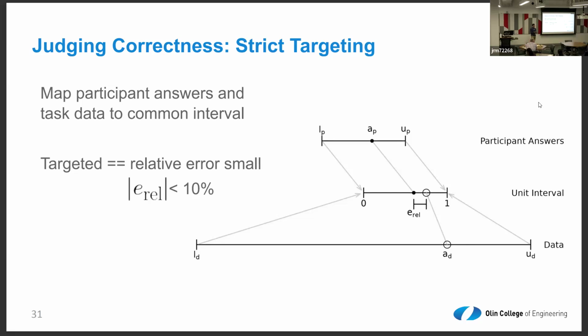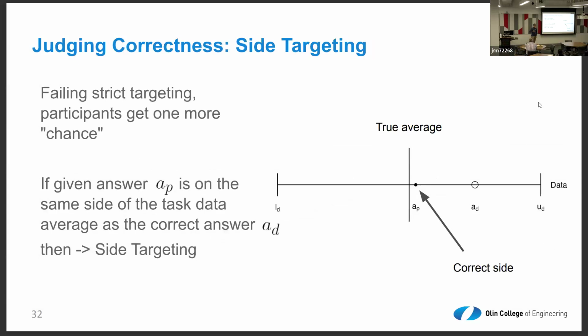And if that's less than 10%, then we say that this is a targeted response, a strictly targeted response in a very precise way. Now, that can be somewhat difficult for our participants to achieve, so we basically give them partial credit as well. So if a person guesses at least on the correct side of the average, say the correct answer is over here, the participant's answer is over here, it's maybe far away from the true thing, but at least it's on the correct side of the average, then we say that's also targeted, but in a side sense. So we've got two ways, a more strict and a less strict way of judging correctness of participant responses.